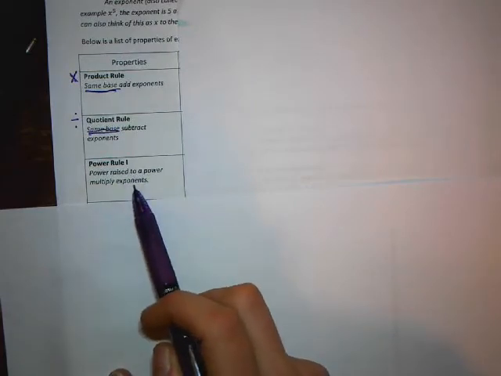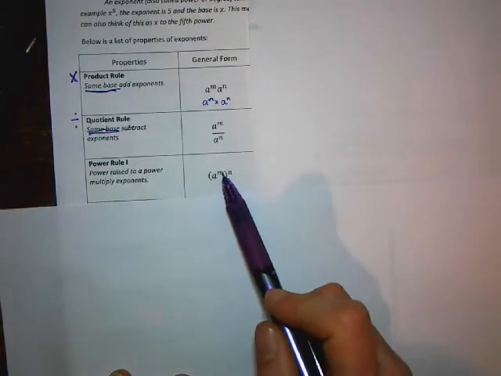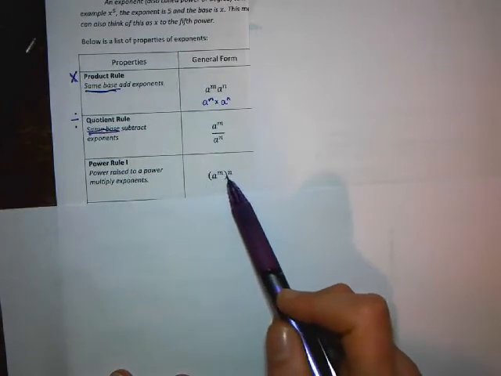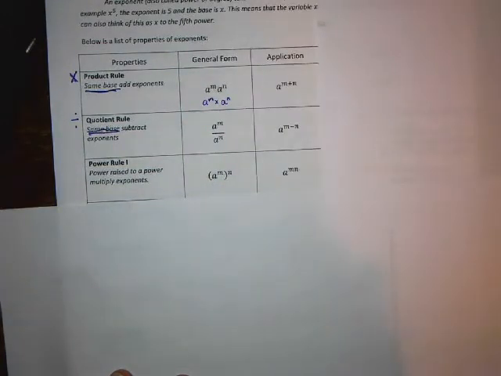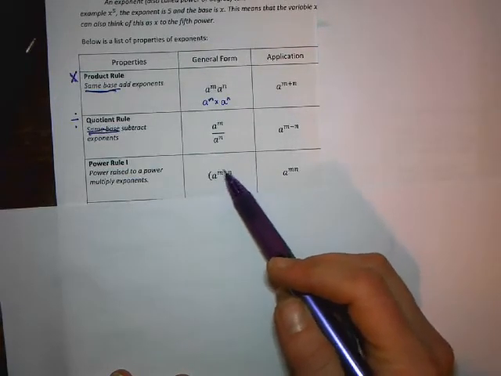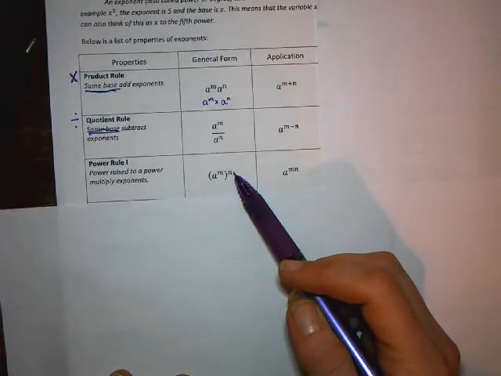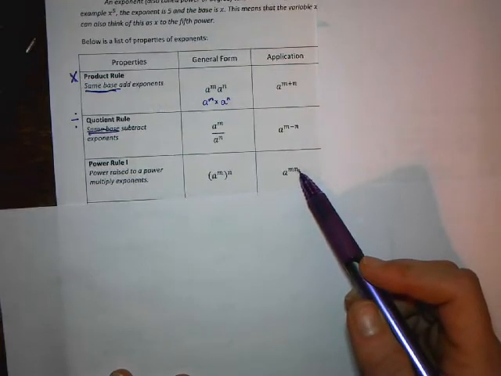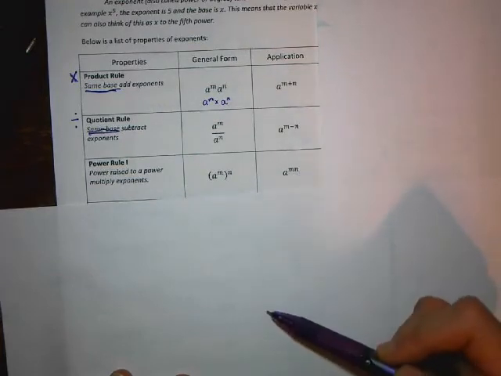Power rule 1. A power is raised to a power. We multiply the exponents. So that one sounds a little bit confusing, but the examples are always helpful. So what we see here is we have a base with an exponent, and we are raising this expression to the nth power. So a power raised to a power. Our application is that we are going to multiply the two exponents together.